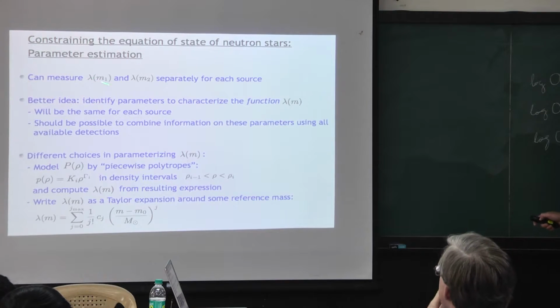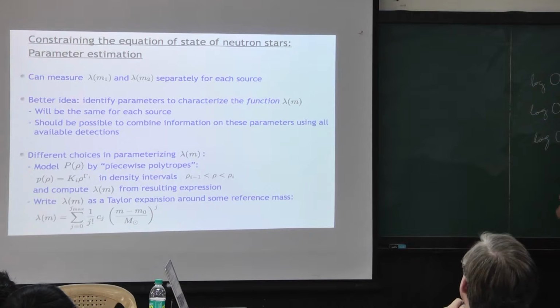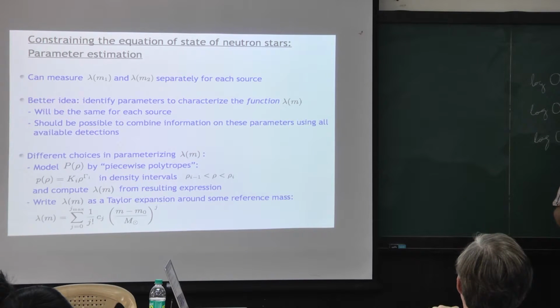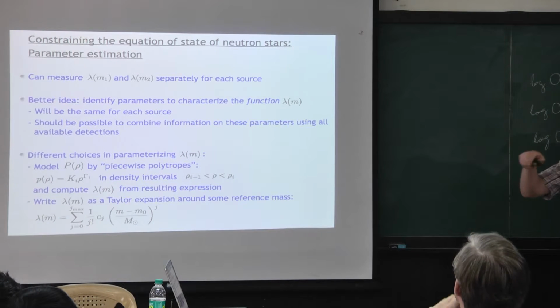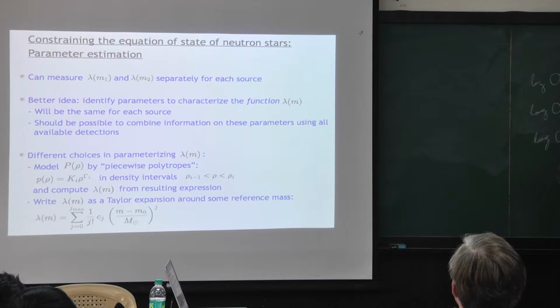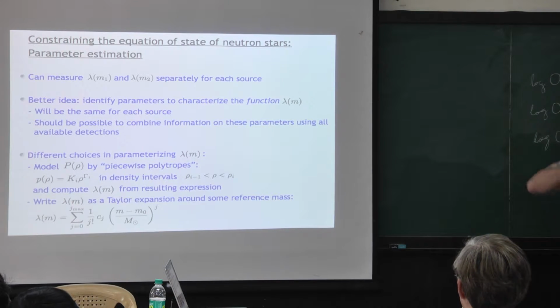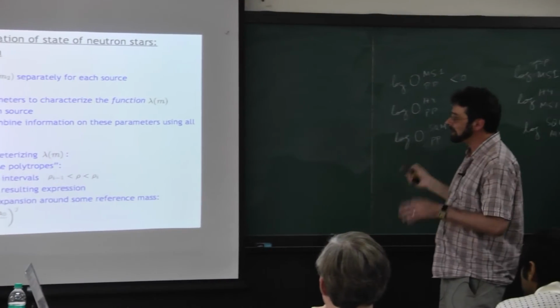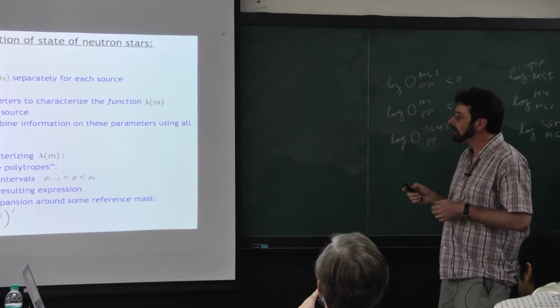You can of course measure or try to measure lambda of M1 and lambda of M2 separately for each source, but then you get individual lambda measurements, which in principle you could compare with the individual component mass measurements and then somehow construct the corresponding lambda of M, which will have some error bars or something like that. Well, that turns out to be a lousy idea.